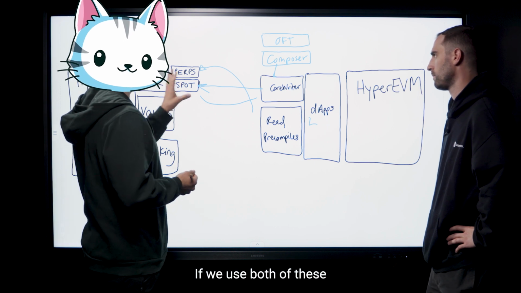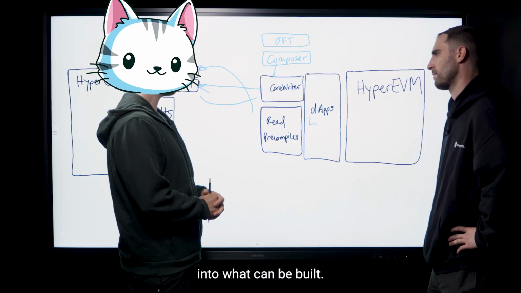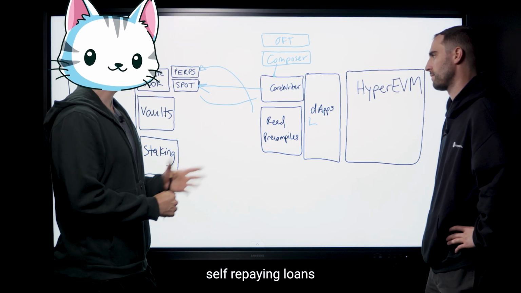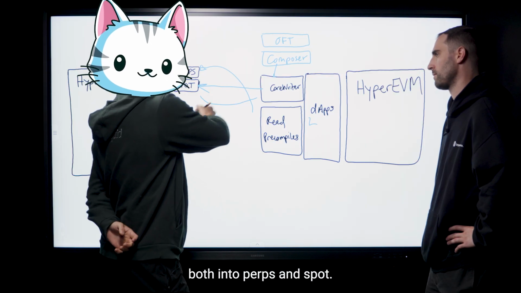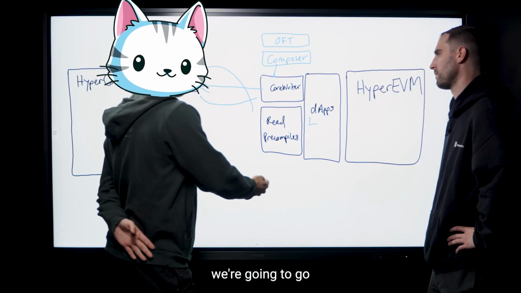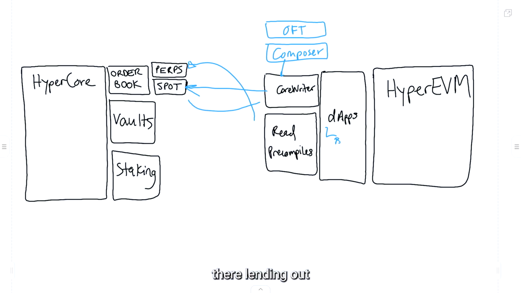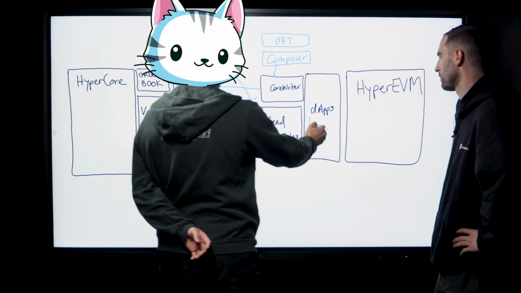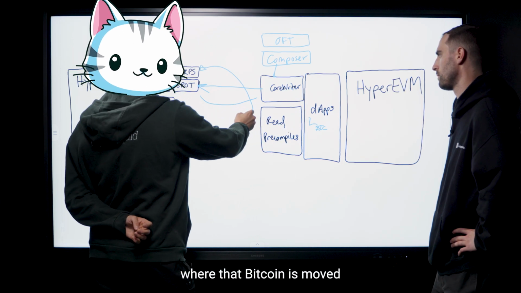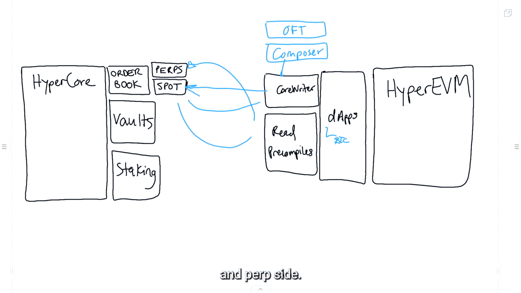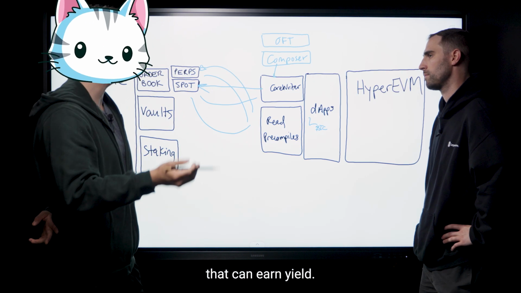If we use both of these basic actions, then we can get a lot more complicated into what can be built. So another fun thing is self-repaying loans. You can create a self-repaying loan by tapping both into perps and spot. If someone lends out, we're going to go to the example of Bitcoin. So you've got the lending market, they're lending out BTC over here. The core writer can create a position where that Bitcoin is moved over to the spot and perp side, and then you have essentially a delta neutral position that can earn yield.